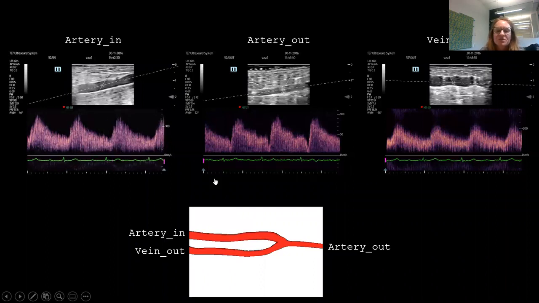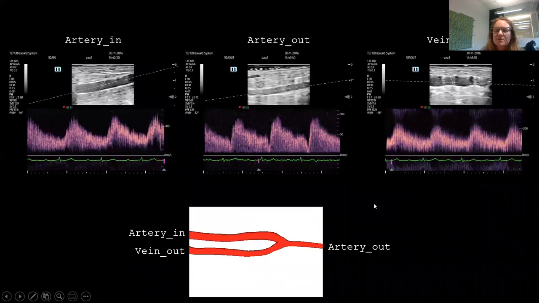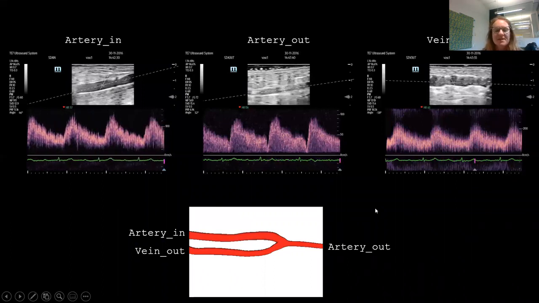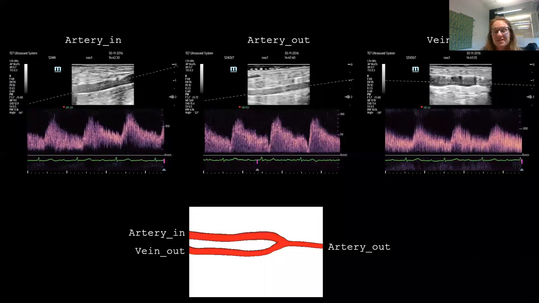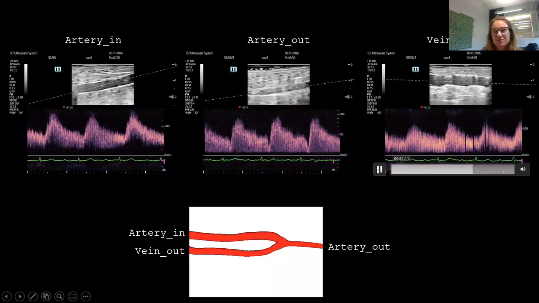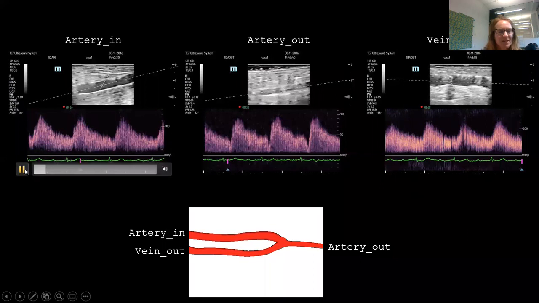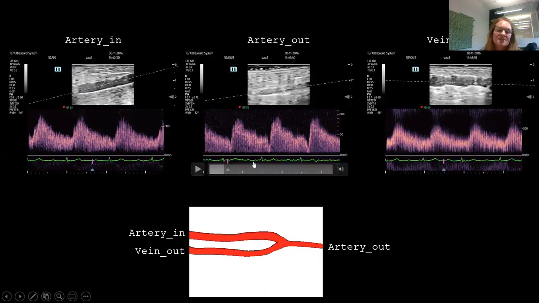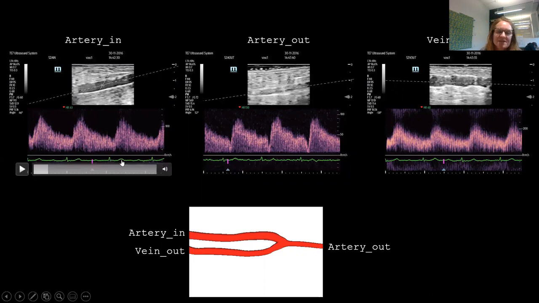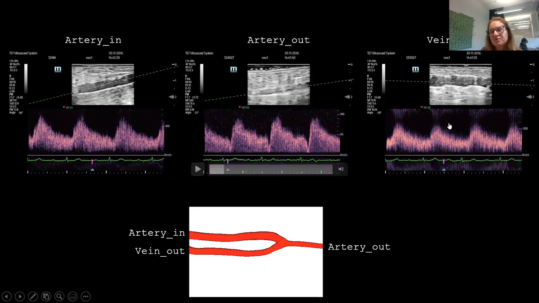As well as scanning the geometry, we also get Doppler profiles with our ultrasound machine at each of the 3 vessels. I'll just pause this. So we do a Doppler here, here, and here. And the green line is an ECG that we also use on the patient at the same time, which gives us a baseline of these peaks so that we can sync up the 3 flows.